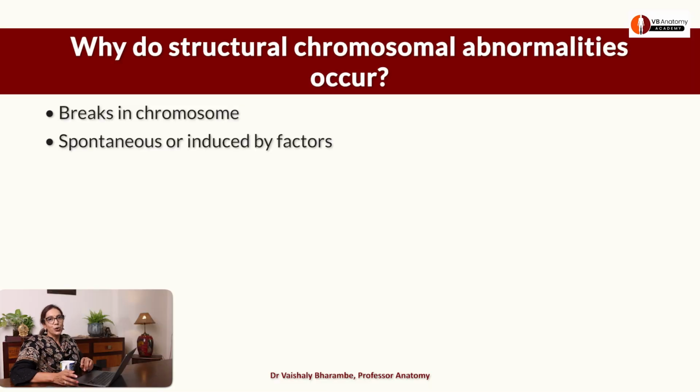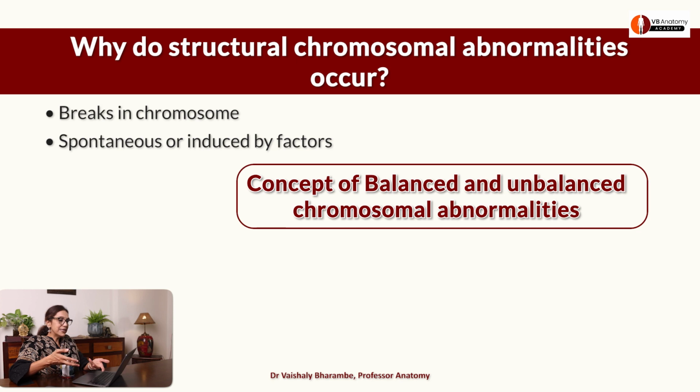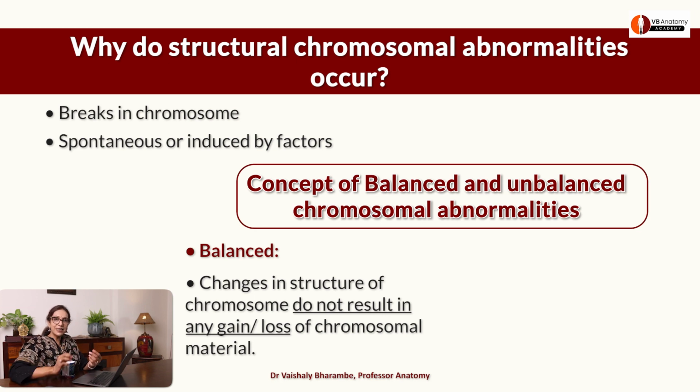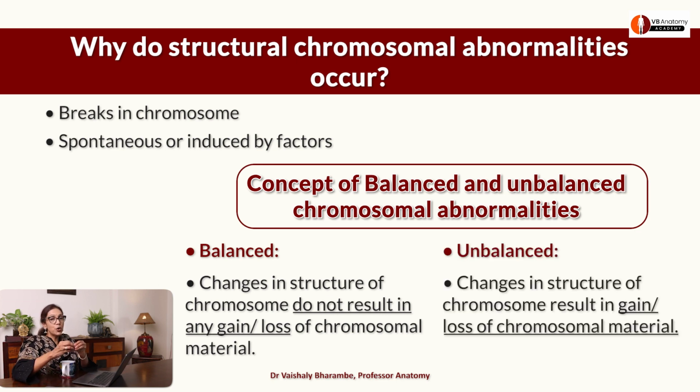One more concept I want you to understand, what is balanced abnormality versus unbalanced abnormality. See, when a chromosome breaks and sticks somewhere else, have I lost any chromosomal bit? No. Have I gained any chromosomal bit? No. So when there is neither loss nor gain of chromosomal material, it is said to be balanced abnormality. But if it broke and it fell off, it was lost, then the amount of chromosomal material is now reduced. It's called as unbalanced chromosomal abnormality.